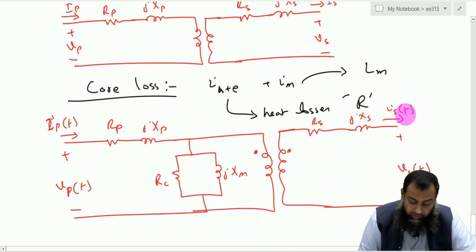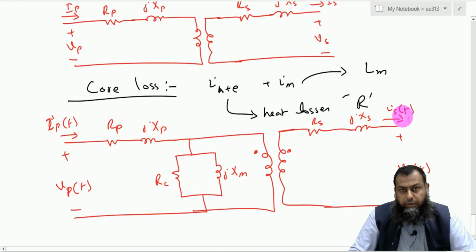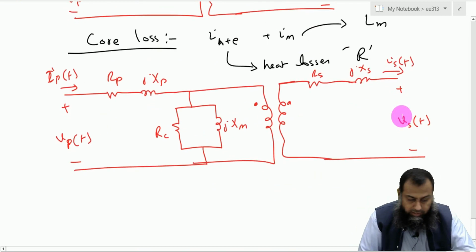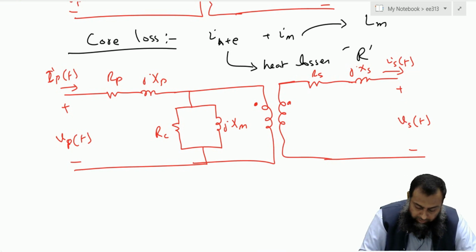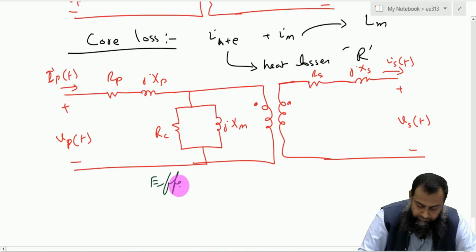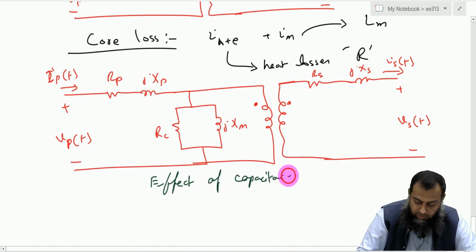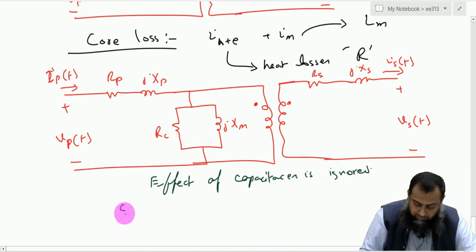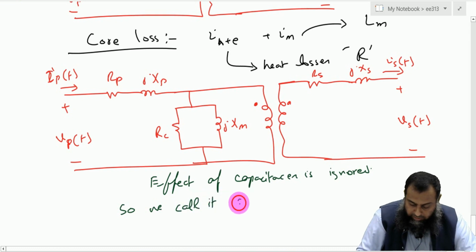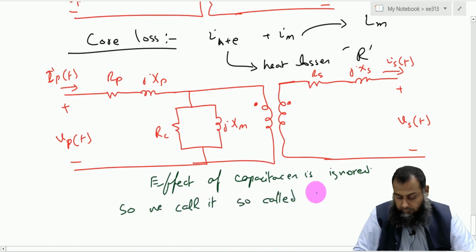So this is the so-called exact model of a given transformer. Why are we saying that this is a so-called exact model of a given transformer? Because the effect of capacitances is ignored. So we call it the so-called exact model of a transformer.